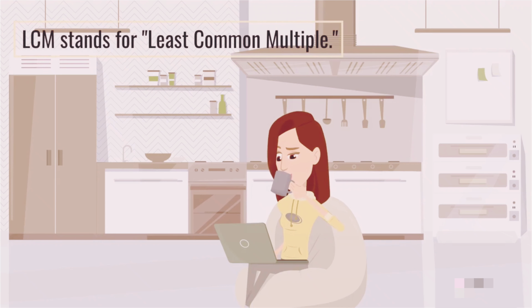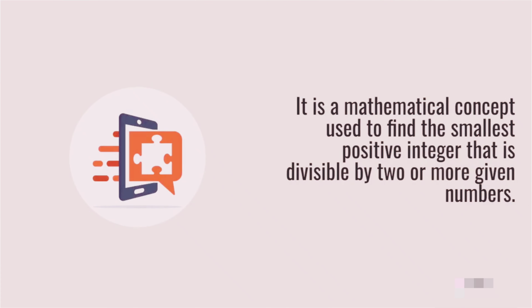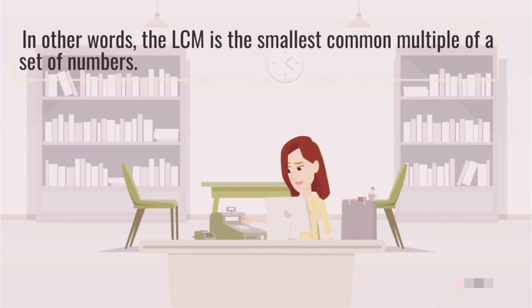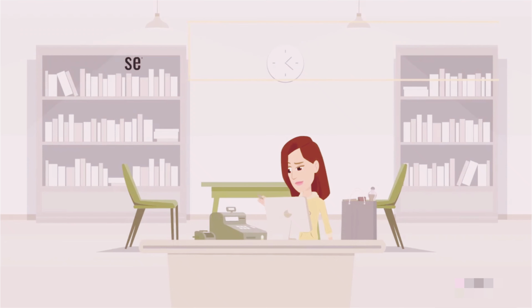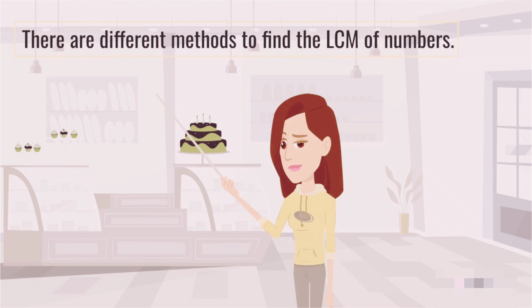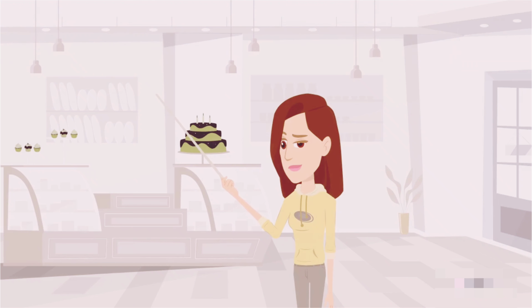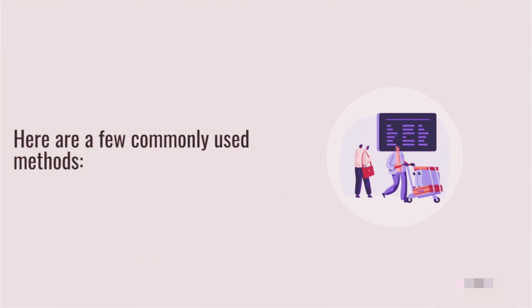LCM stands for least common multiple. It is a mathematical concept used to find the smallest positive integer that is divisible by two or more given numbers. In other words, the LCM is the smallest common multiple of a set of numbers. There are different methods to find the LCM of numbers. Here are a few commonly used methods.